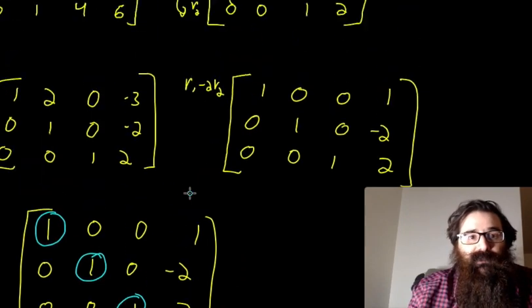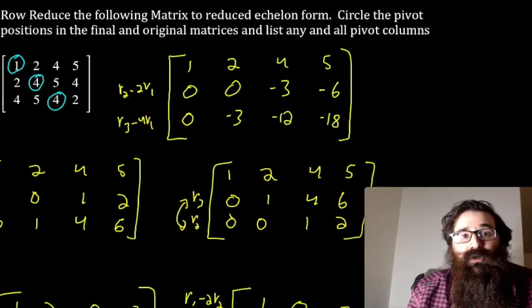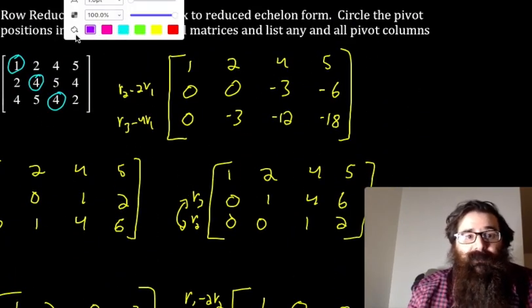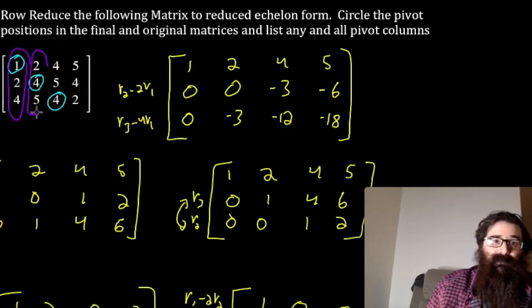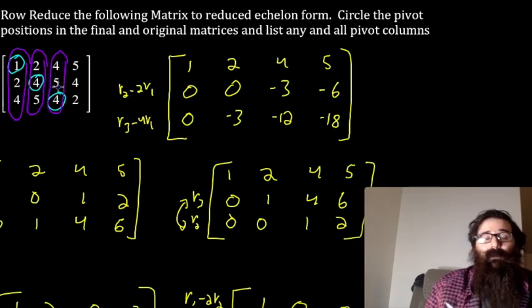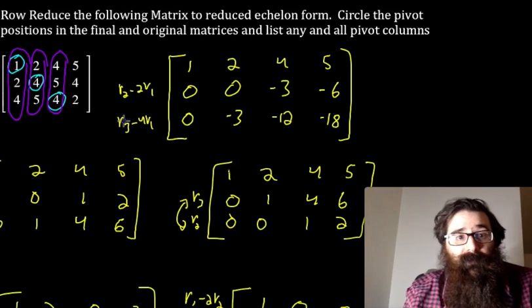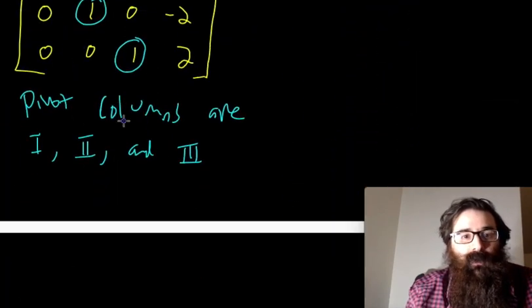And certainly circling the pivot positions is good, but especially later on in our course, we're going to want to really focus on these pivot columns. For now, we'll leave a bit of an air of mystery about that, but the pivot columns are going to be very important to us. So we have pivot columns 1, 2, and 3.